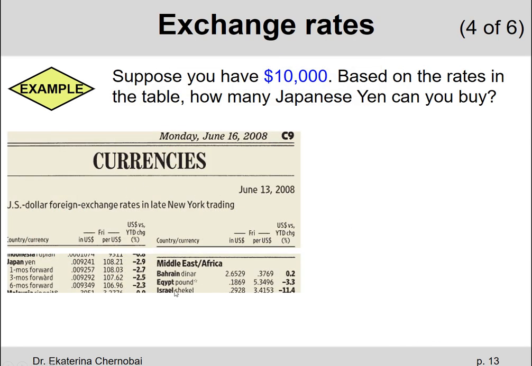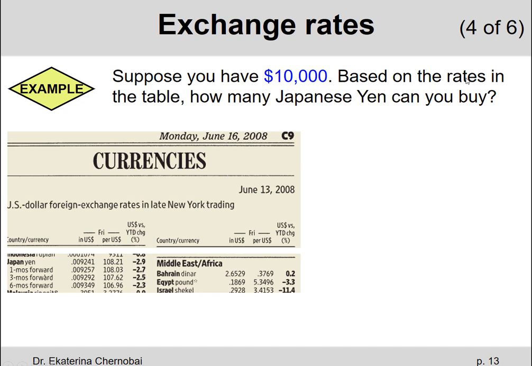Okay, now that we know how to read exchange rate quotes, let's see if you can figure out the solutions to the next couple of problems. Let's say you have $10,000.